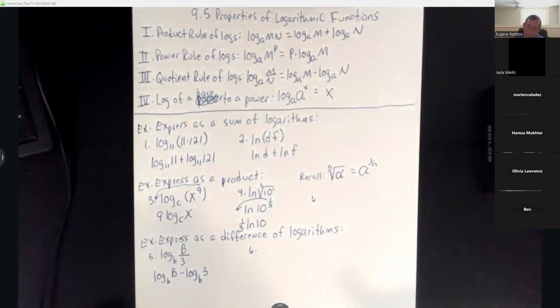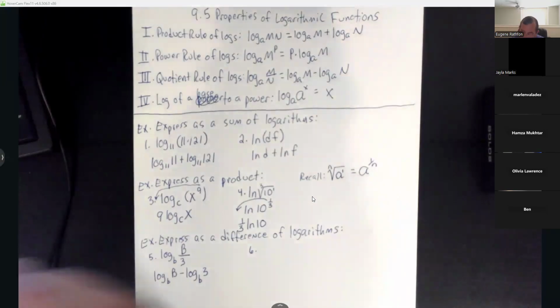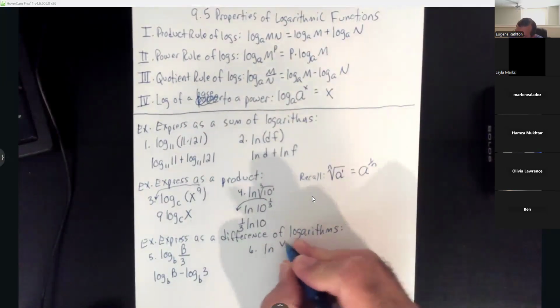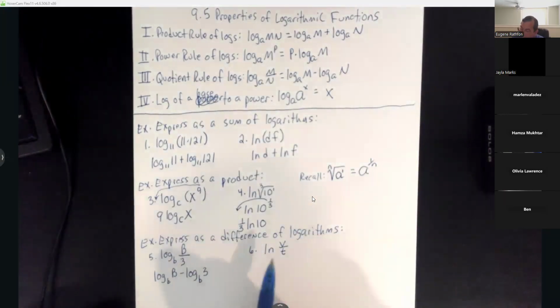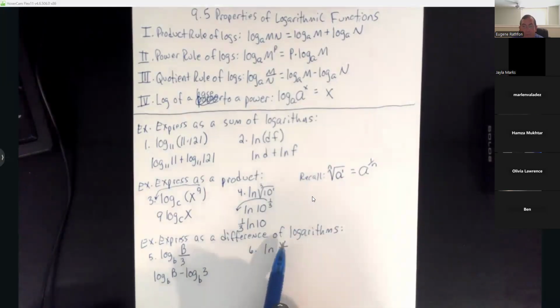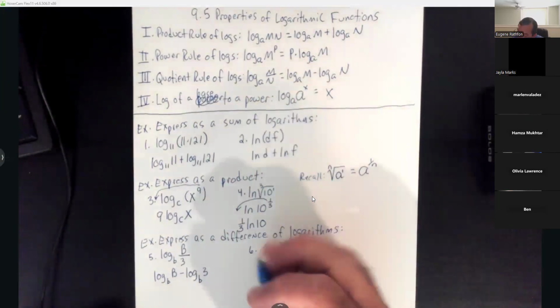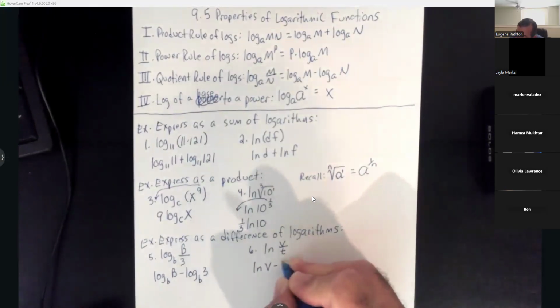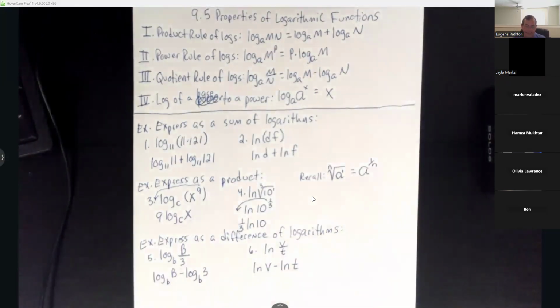And y'all, guess what? They're going to do one with the LNs. They're just getting you used to this LN, okay? So the natural log of V divided by T. Oh, you also distribute the natural log to the top and bottom, rewrite it as subtraction, just like we did here. I would get an ln of V minus ln of T.